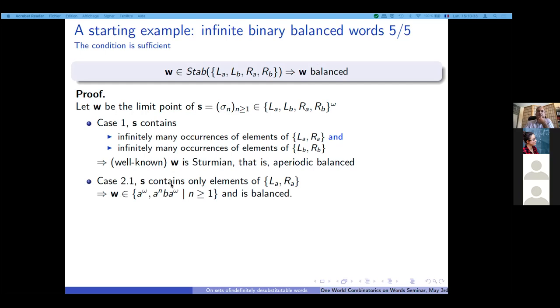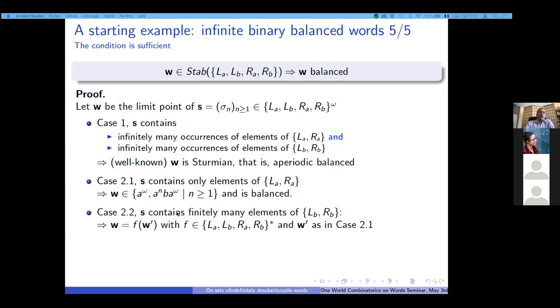The second case is the case where in the sequence of substitutions, we have only occurrences of L_A and R_A. Then it is not difficult to see that the word W is necessarily the periodic word obtained by infinite concatenation of a word containing exactly one occurrence of b, and these words are balanced. This is a particular case of this second case. In the more general case, we can consider that S contains finitely many elements of the morphisms L_B and R_B. This means that W is the image of a word W' by a composition of the four morphisms here, and W' is a word that can be infinitely desubstituted using a sequence of substitutions satisfying the condition of case 2.1.